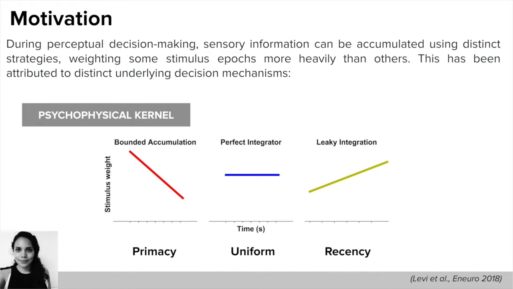During perceptual decision making, sensory information can be accumulated using distinct strategies. This is weighting some stimulus epochs more heavily than others. This has been attributed to multiple mechanisms, like bounded accumulation, where early epochs contribute more than later ones, resulting in primacy, or leaky integration, where late epochs contribute more than early ones, resulting in recency.